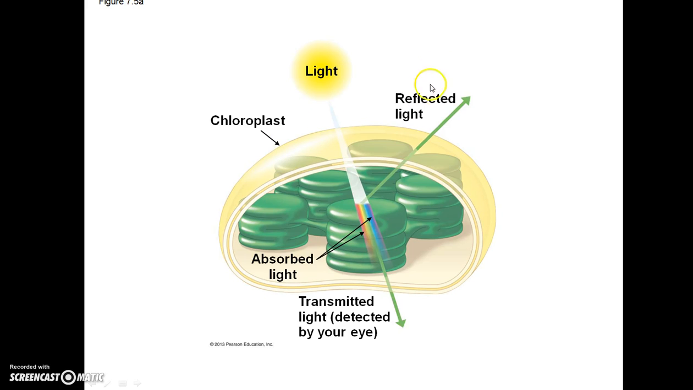This is just a closer up diagram of that. Again, these wavelengths of light that do not include green are more useful for the photosynthetic reactions. So they are absorbed within chloroplasts, and the green light, which is not as useful for photosynthesis, is transmitted and reflected.